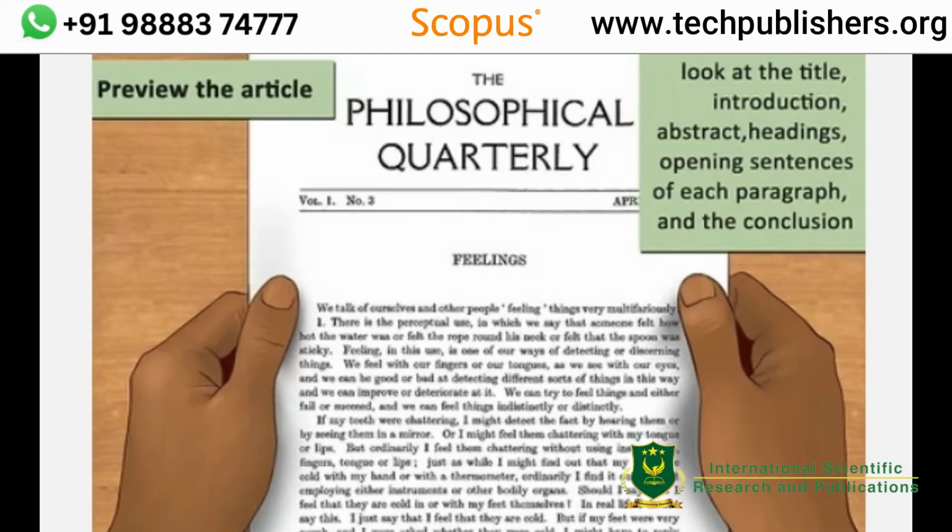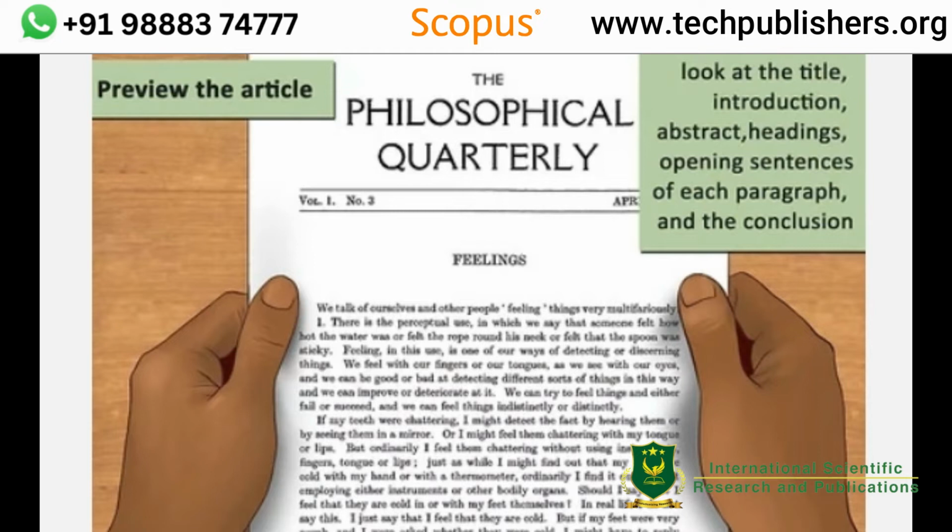And the third one, you have to preview the article, by looking at the article title, abstract, introduction, headings, opening sentences of each paragraph and the conclusion. Then read the first few paragraphs followed by the conclusion. These steps should help you to start identifying the author's arguments and main points.